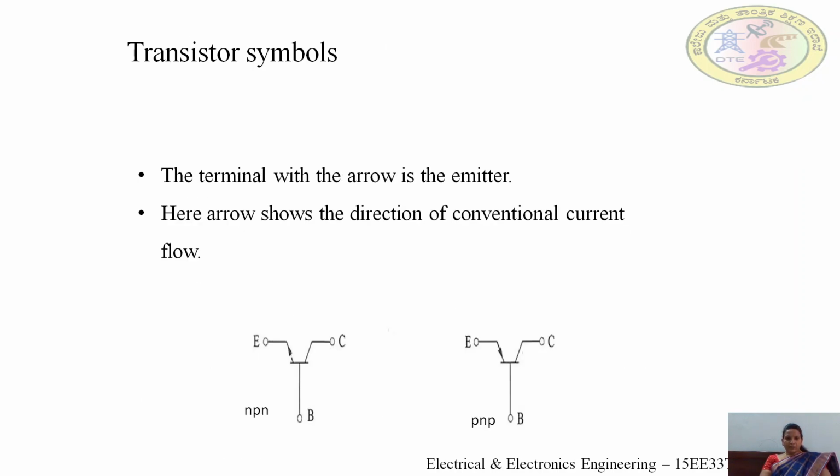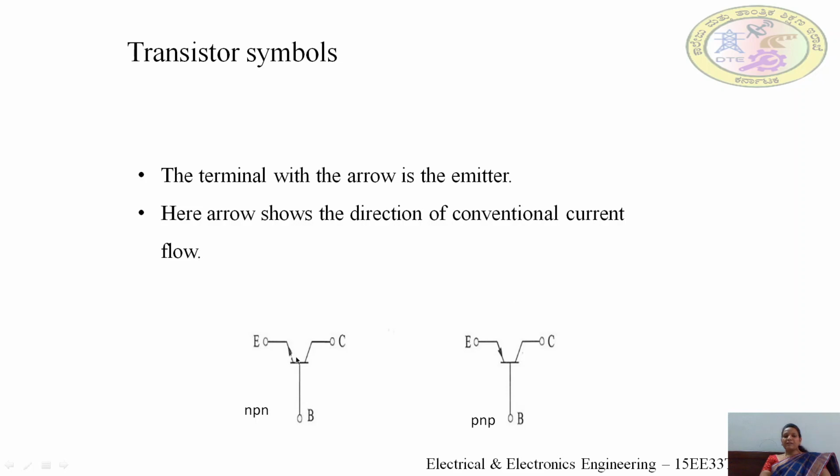Here are the transistor symbols. This is the symbol of an NPN transistor, whereas this is the symbol of a PNP transistor. In the symbol, we have two slant lines and one horizontal bar. The two slant lines indicate the terminals emitter and collector, whereas the horizontal bar indicates the base terminal.